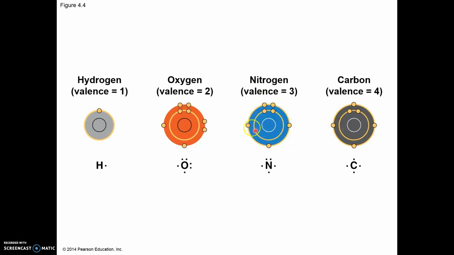Nitrogen has a valence of 3, right? So we can form a carbon-nitrogen bond. We could also form a double bond between nitrogen and carbon, right? And we can fill up those extra spots with hydrogens or whatever else, or other carbons, whatever we want. Okay.